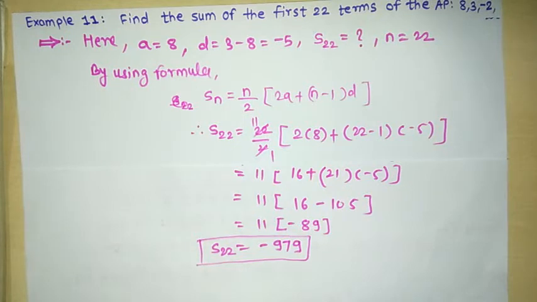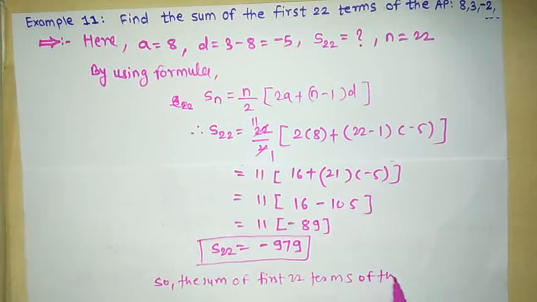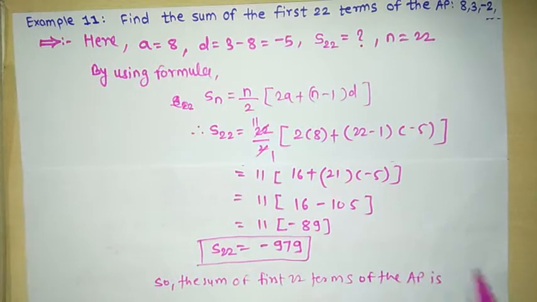Write below one sentence. So the sum of the first 22 terms of the AP is minus 979.